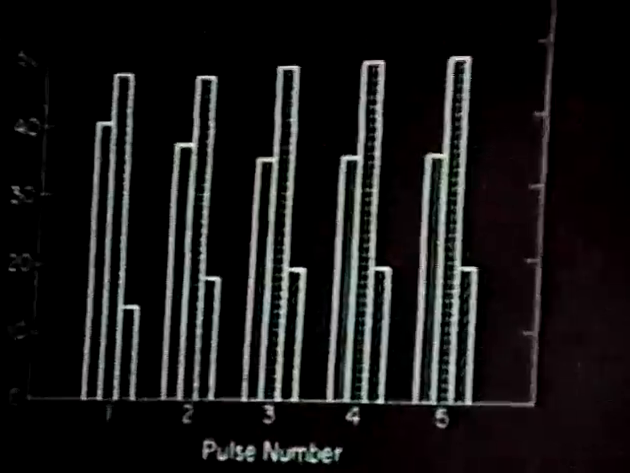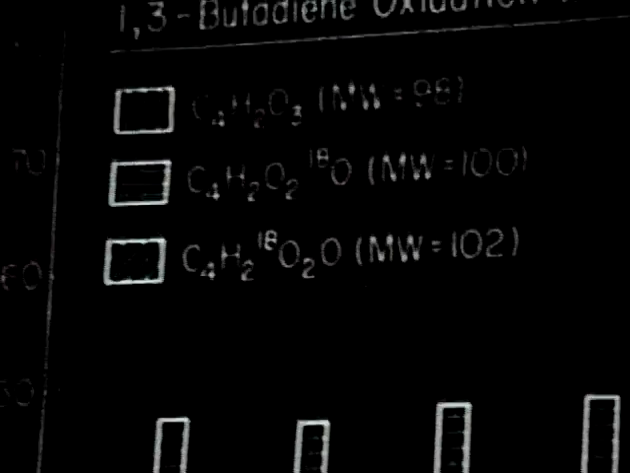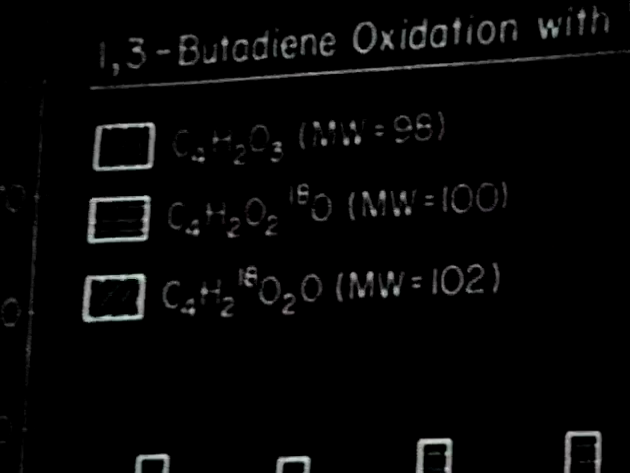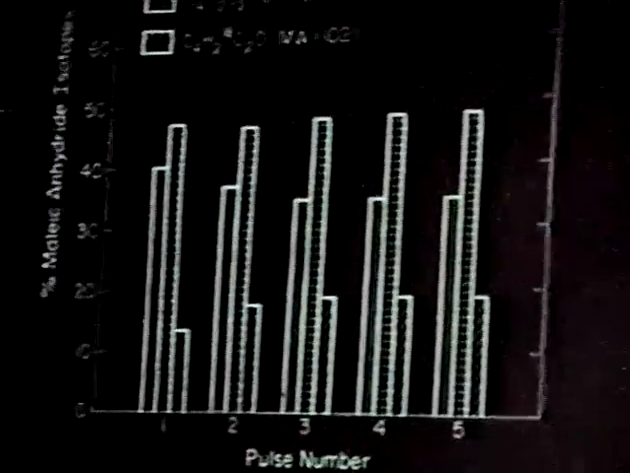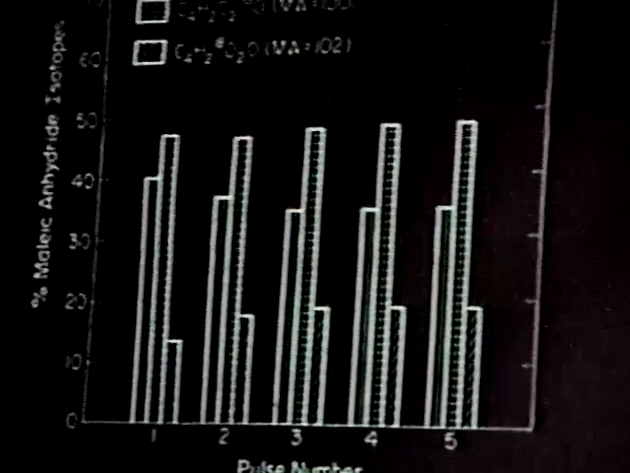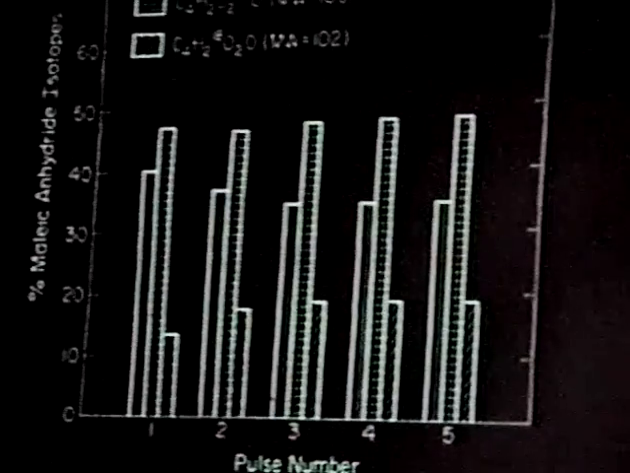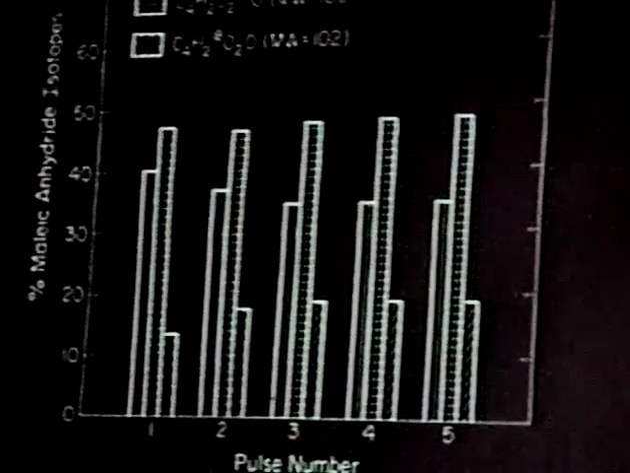And the smallest one is the one with 2 oxygen-18 atoms and 1 oxygen-16 atom. And we haven't observed any maleic anhydride isotopes which contain 3 oxygen-18 atoms. And again, if we make a rough calculation, we see that about 75% of all oxygen that we saw in the maleic anhydride is oxygen-16, which is associated with the lattice.